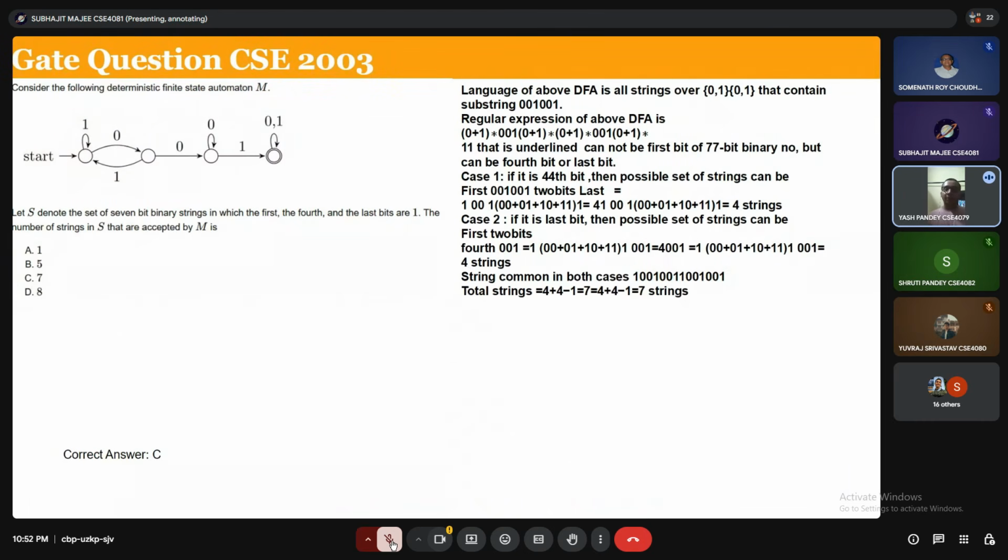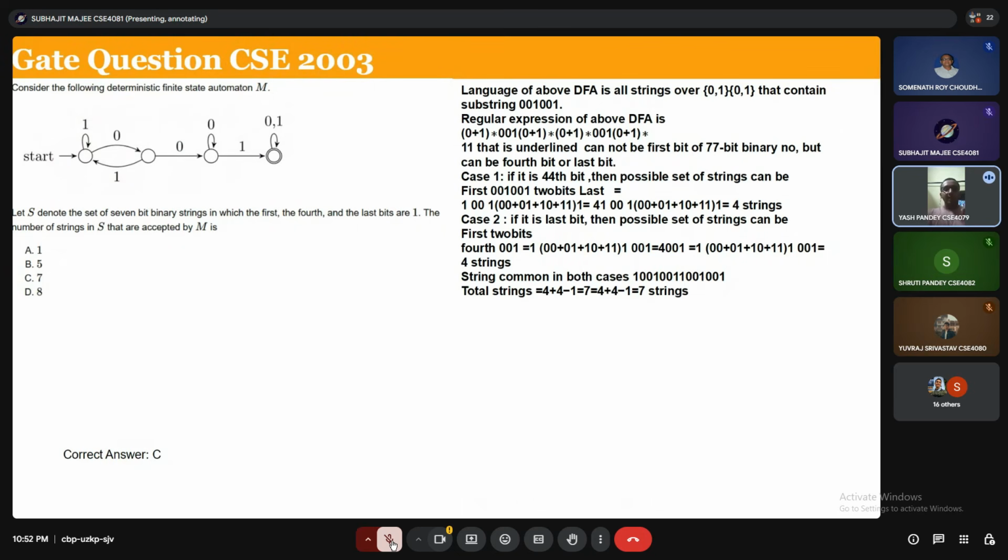So now we have a very beautiful question which is from GATE CSE 2003. To see how this theory is tested, let's look at a question from this GATE exam. We are given a specific deterministic finite automaton, as you can see, and asked to find how many 7-bit binary strings where the first, fourth and last bits are fixed as 1 are accepted by the machine.